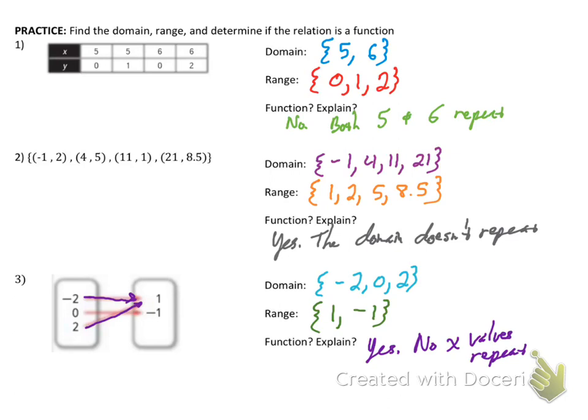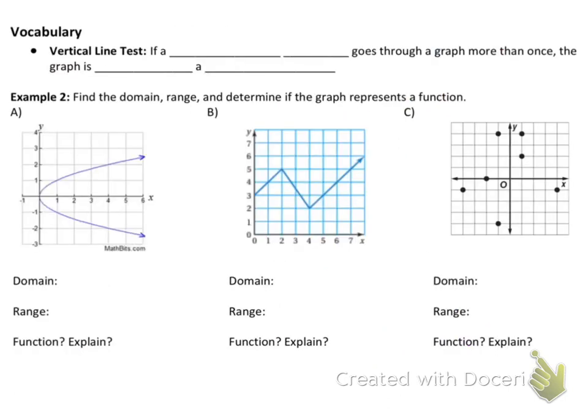So make sure you jot down any questions you got, and then let's move on to the final concept for this lesson. So the last thing is called the vertical line test. And the vertical line test says that if a vertical line goes through a graph more than once, the graph is not a function. Because basically it's showing that your domain repeats, your x values repeat.